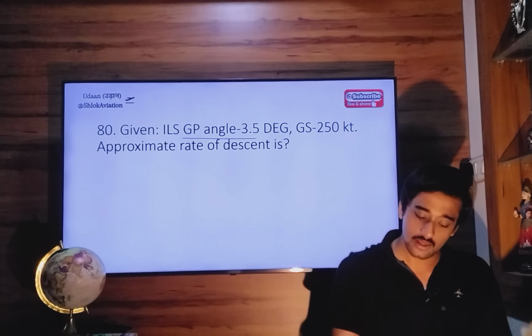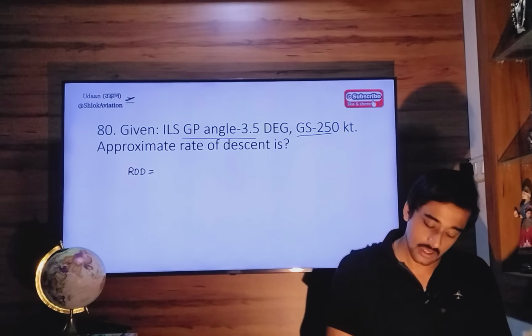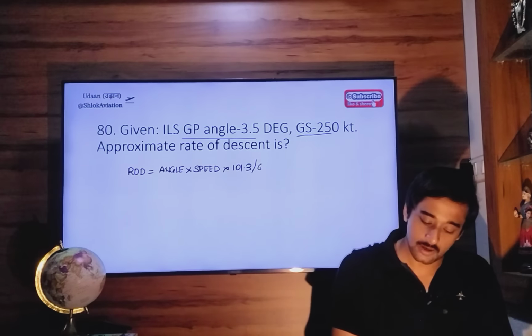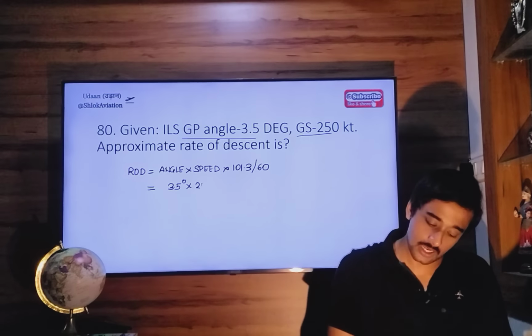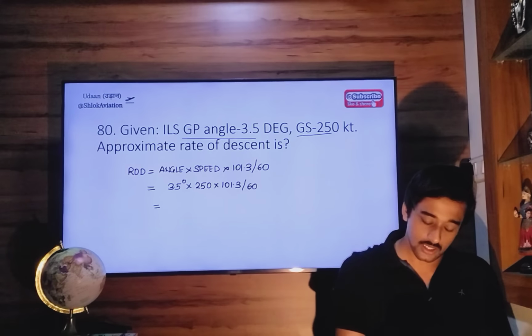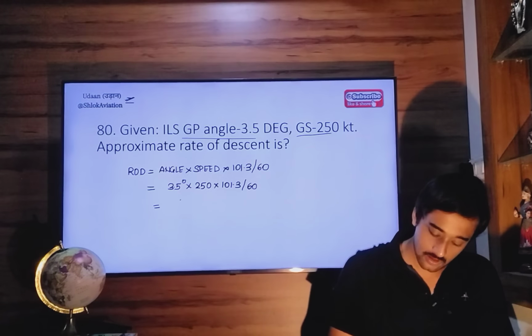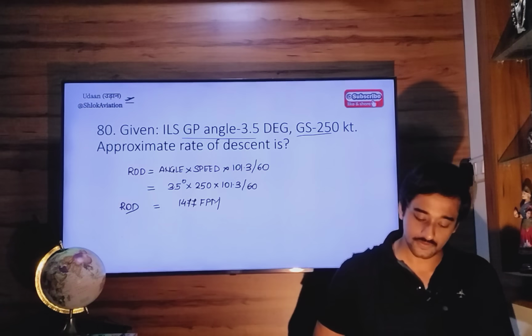Glide angle is given, ground speed is given, what is the rate of descent? Again, direct formula, angle into speed into 101.3 divided by 60. So 3.5 degrees into speed of 250 knots into 101.3 by 60. So 3.5 degrees into 250 into 101.3 divided by 60 is 1477 feet per minute. Okay. So that is your rate of descent.